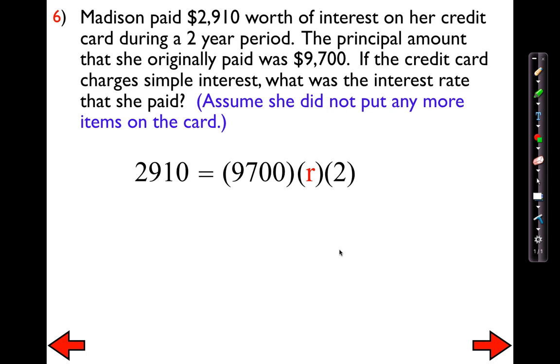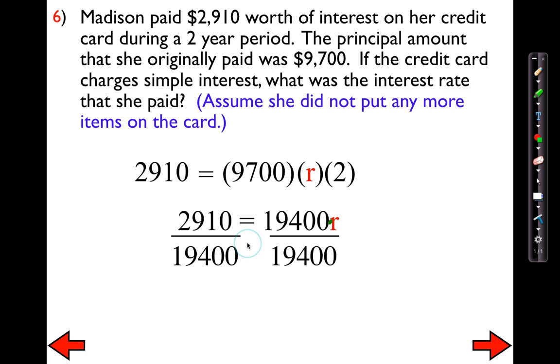So what we're going to do now is simplify the 9,700 times 2, which is going to give us 19,400 times R. Now, since this means multiplication, I'm going to do the inverse and divide both sides by 19,400. This is going to cross cancel, and once you divide this, you would get 0.15. But since it's a rate, we are looking for a percentage. We would convert that into a percent by moving it 2 to the right, and that's how we ended up with 15%.